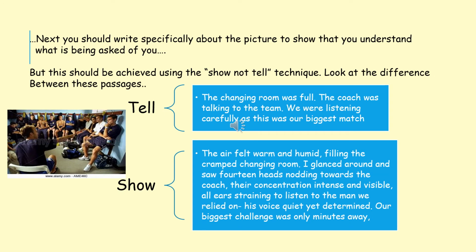Connected with the picture prompt is the title, Write About a Time When You or Someone You Know Had to Work Hard on Something. Now, if you look at the picture, it is a picture of a football changing room. So we can start with that particular point. If you look at the slide here, I've given an example of writing in the tell technique, and you can see it's very short, there's no senses and no movement included. If you look at the show technique, then that varies quite considerably.